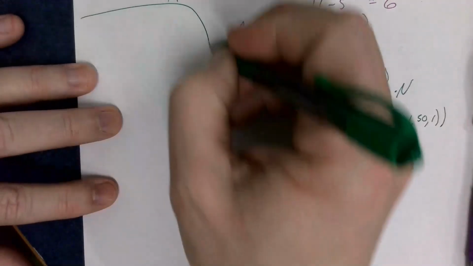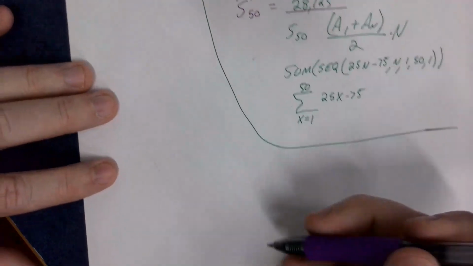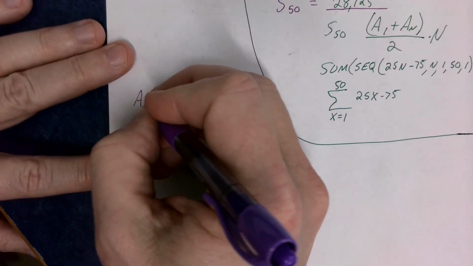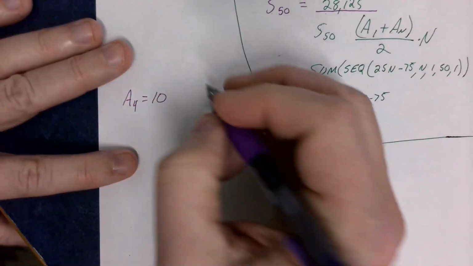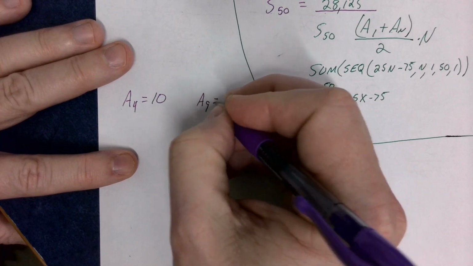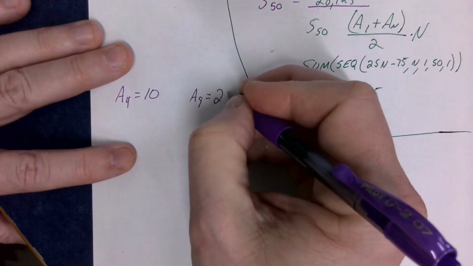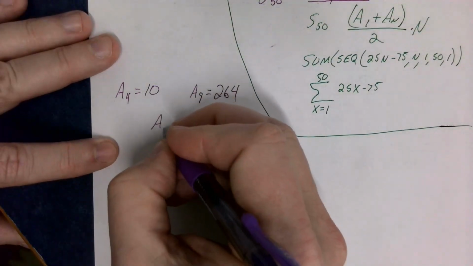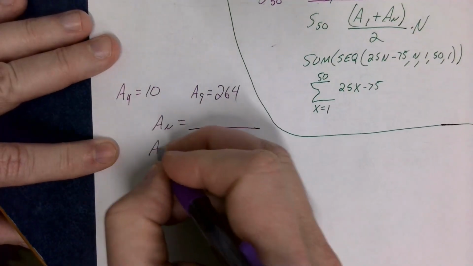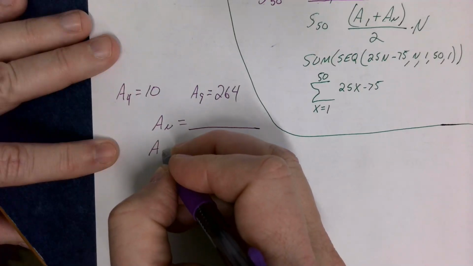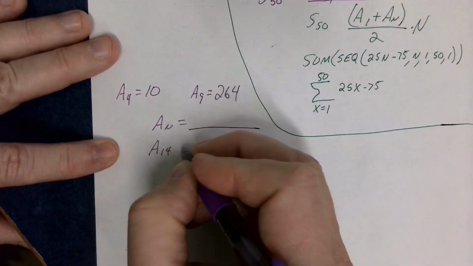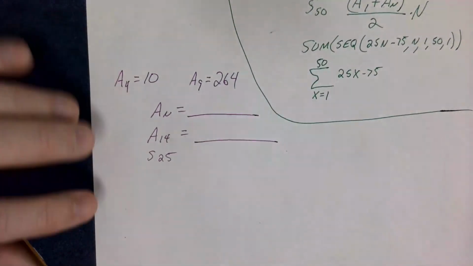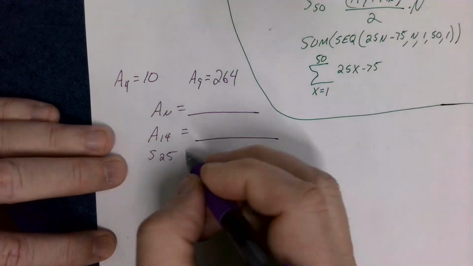Geometric one is a little bit different. I'm going to go ahead, I'll actually start it right over here. So let's say a sub 4 is equal to 10, and a sub 9 is equal to 264. And I want to know a sub n equals, I want to know a sub, say, 14 equals, and I want to know s sub 25. I want to know the sum of the first 25 terms. So I want to know all these things.